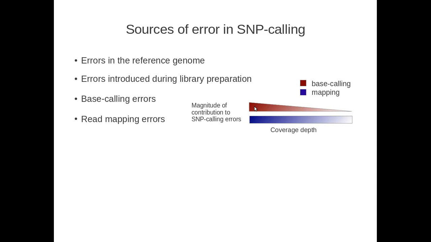So base calling errors: if you have a lot of reads at a particular site in a particular sample, the base calling error rate, let's say, is between 1 and 5%. That is, between 1 and 5% of the reads will have, on average, the wrong base at a particular position, simply because of a base calling error during the sequencing, or the processing of the sequencing data by the machine. So your FASTQ has errors in it.